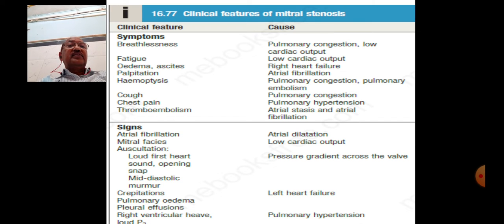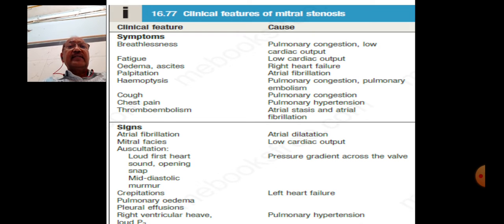Mitral facies is produced due to low cardiac output, and auscultatory findings are a loud first sound, an opening snap, and a mid-diastolic murmur. So these are the three classical auscultatory features of mitral stenosis: the loud S1, an opening snap, as well as an MDM at the apex. But if the valve becomes calcified, the opening snap disappears.